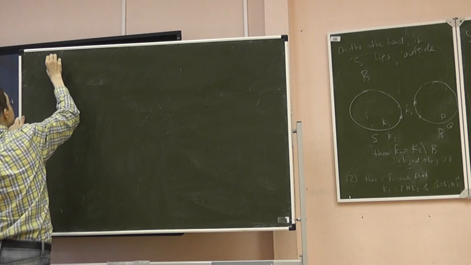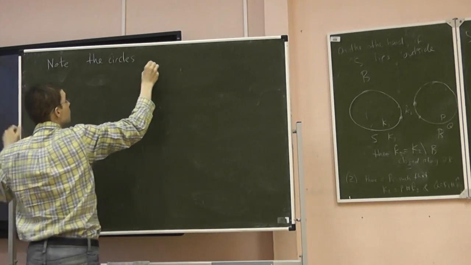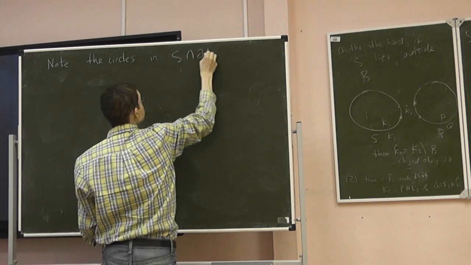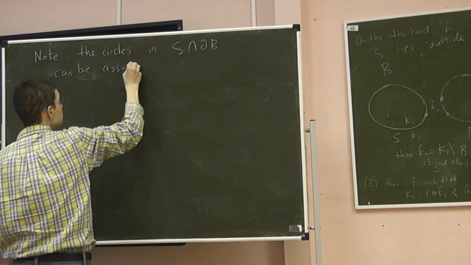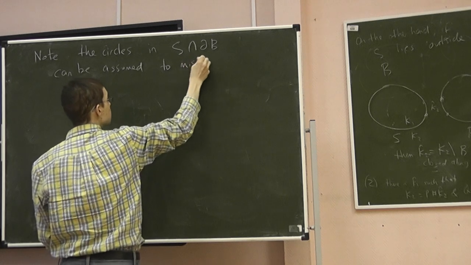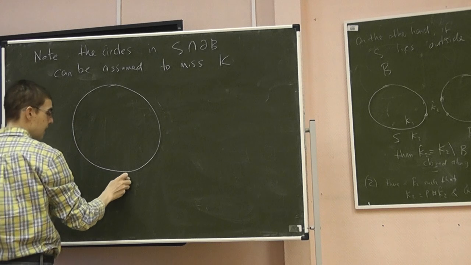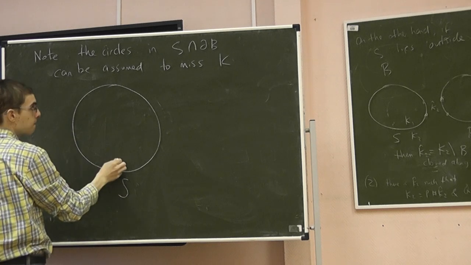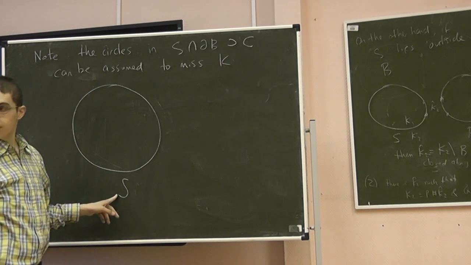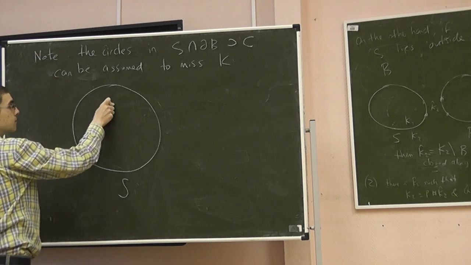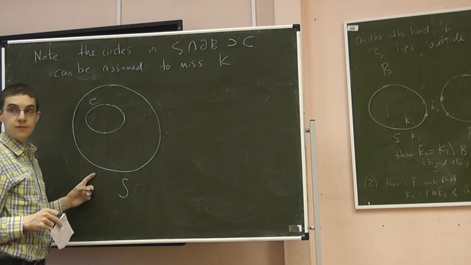Firstly, note that the circles in the intersection, first we can assume they miss K. Why is that? Let me draw the picture. Here is S, it's a sphere. Let's suppose C is one of these circles. So this sphere intersects a three ball in a collection of circles. And on the other hand, K intersects the sphere S.